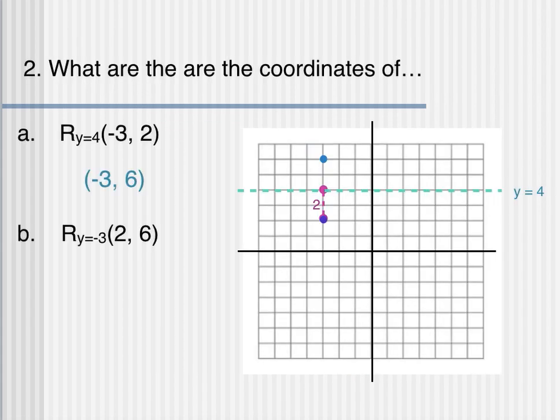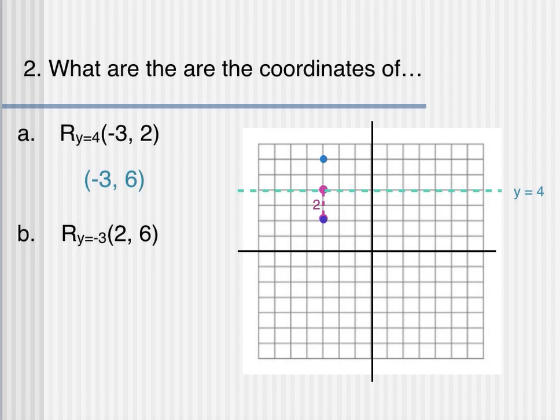Check your answer for part A. This time it was a y equals 4 line of reflection. If it has just a y, no x, it's a horizontal line at 4 on the y-axis. The original point at -3, 2 was 2 units away from the line of reflection, so the image would be 2 units past the line of reflection. That ends up at -3, 6.